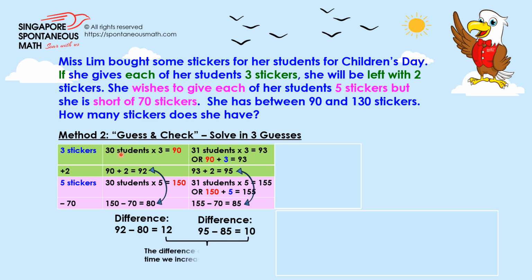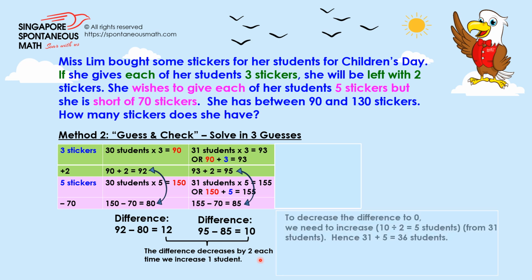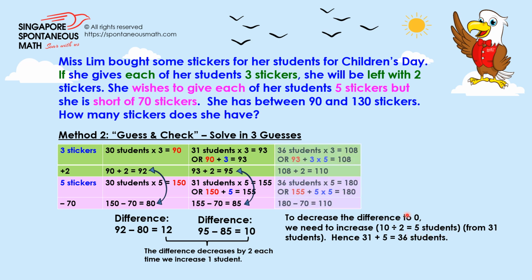So do you realize that when we increase the number of students by just 1, the difference decreases by 2. 12 minus 10 is 2. So in order for our difference to decrease to 0, we have to take 10 divided by 2. So we have to increase 5 students from where 31 is. So 31 students plus 5 equals to 36 students.